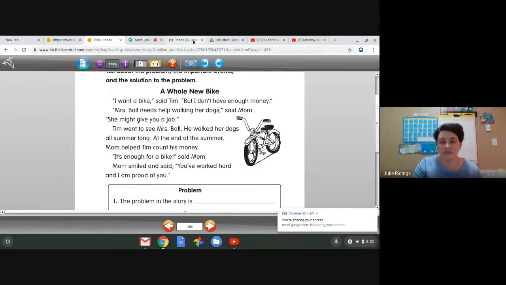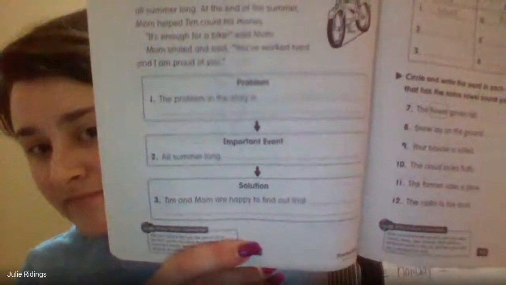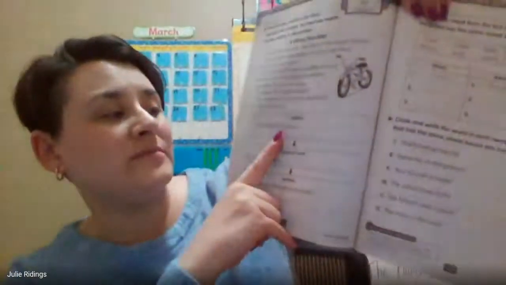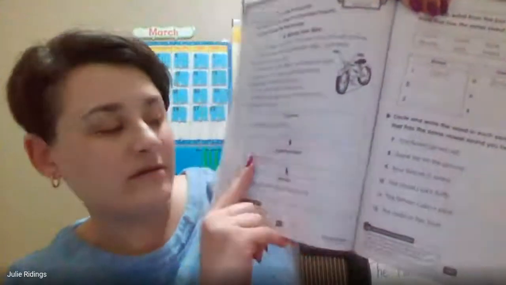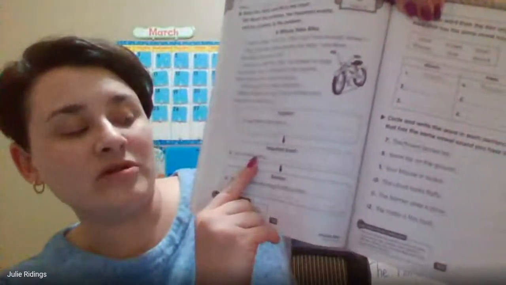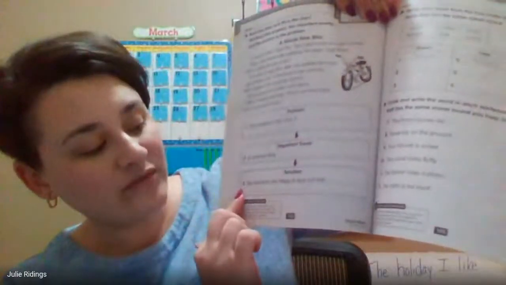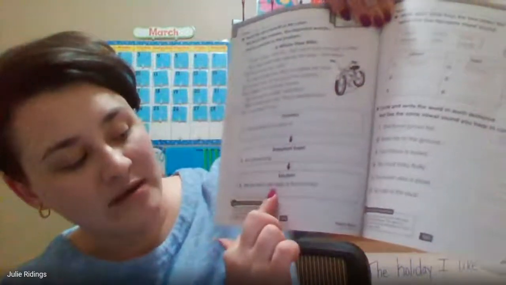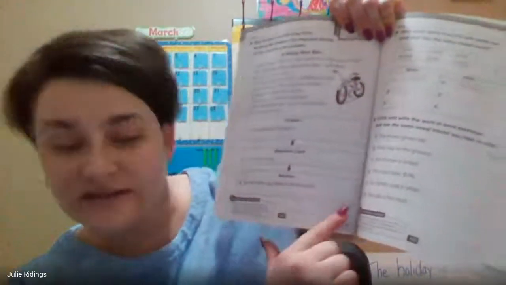I want you now to pause, and I want you to fill in the bottom. So the problem in the story is blank. 2, all summer long, blank. What did he do to help solve it? 3, the solution. Tim and Mom are happy to find out that blank. Pause the video and fill it in. And when you're done, unpause and I'll review the answers.